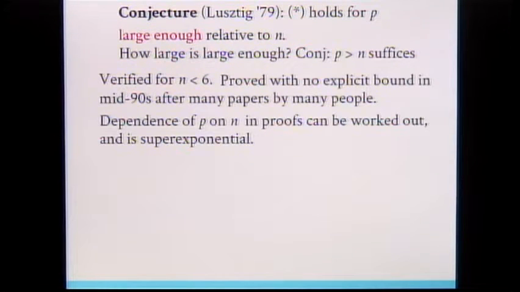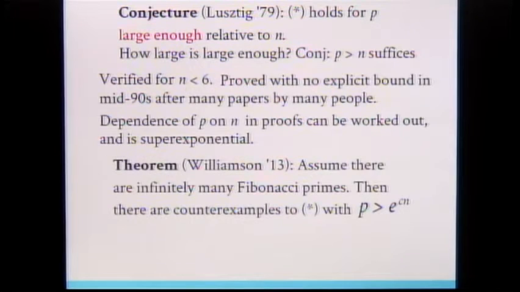Okay, so there's a gap in our knowledge, and there's a huge shock when Geordie Williamson proved this fantastic theorem. I'm oversimplifying it for the purpose of this discussion. So the theorem says, assume that there are infinitely many Fibonacci numbers that are prime numbers. Then this conjecture is wrong, in the sense that there are exponentially large counterexamples to this modular Lusztig conjecture. This was a real shock.